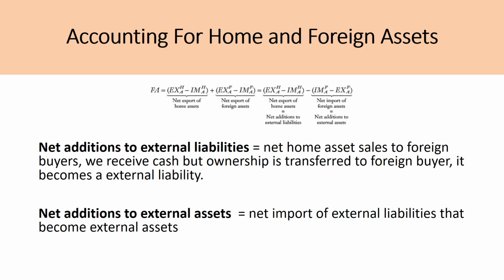Okay? So net additions to external liabilities are net home asset sales to foreign buyers. We receive cash, but ownership is transferred to the foreign buyer. It becomes an external liability. For the net additions to external assets, the net import of foreign assets becomes external assets. So we're purchasing foreign assets and bringing them back into our country, or we're buying home assets that were held by foreign buyers and bringing them back to our country again, right? Hopefully you guys understood that.